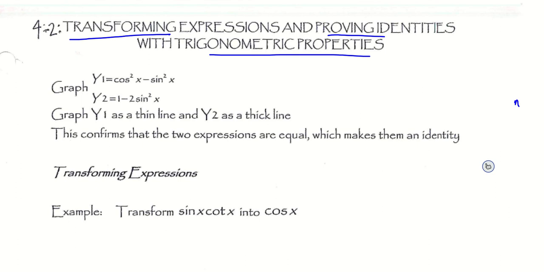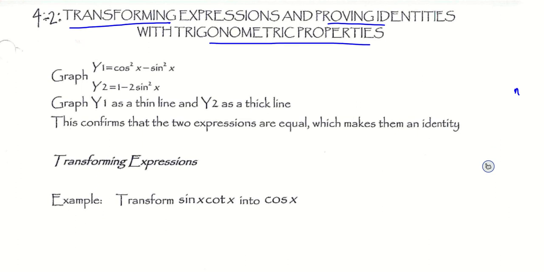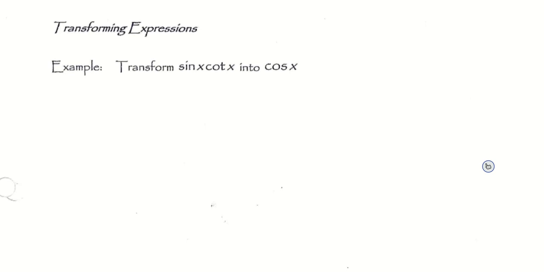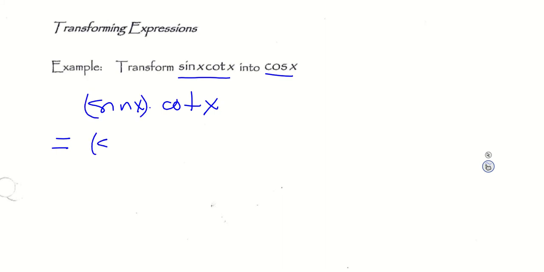So here we go. Our job is to start with one expression and transform it into another. So I'm going to transform the sine of x times cotangent x into the cosine of x. So to do that, I'm going to start with my first expression, the sine of x times the cotangent of x. Okay. And I'm going to rewrite that with things that are equal. So I want to end up with only the cosine. I don't have a way of changing sine of x into anything that has a cosine, so I'm going to leave that alone.